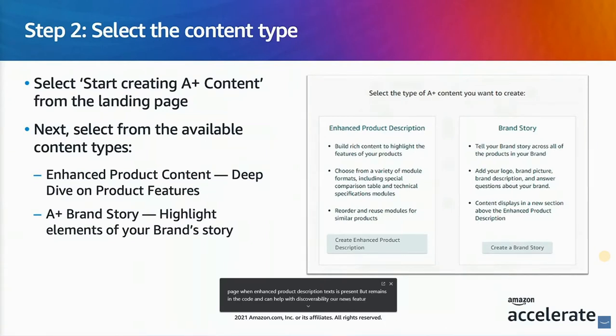Our newest feature is called A+ Brand Story. This feature is a single module of content that appears in a dedicated section of the detail page above product description, and it's called From the Brand. The format of this content is a single carousel module to which 19 different cards or tiles of content can be added.